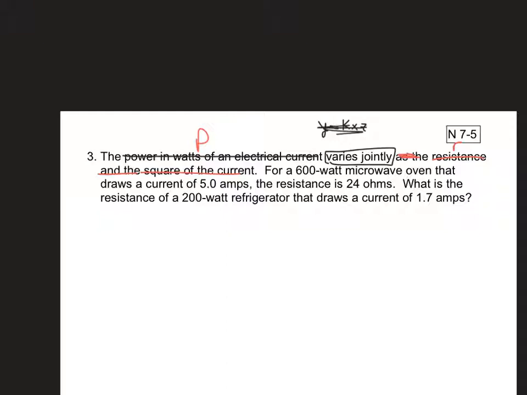The square of the current makes me think C, but it also is squared, so I'm going to put C squared. So P varies jointly as R and C squared. So P equals K, and then we have RC squared. So really not that bad. And once you write the equation, it's exactly the same as what we've been doing. So let's plug some stuff in.